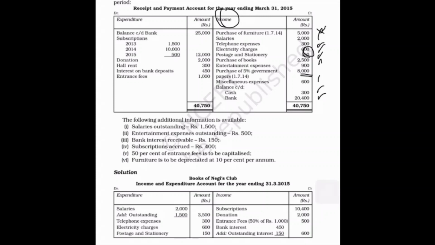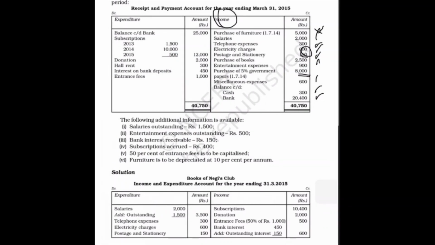And then bank interest receivable. Bank interest on bank deposit is 450. Apart from that, there is interest receivable, so it has to be accrued interest. It has to be added in the credit side. And then subscriptions accrued. Actual subscription, how much? The subscription is 10,000 rupees, 10,000 rupees for 2014. Apart from that, there is an outstanding subscription. Subscription accrued, so 400 rupees should be added. So 10,400 rupees. And then 50% of entrance fees to be capitalized.